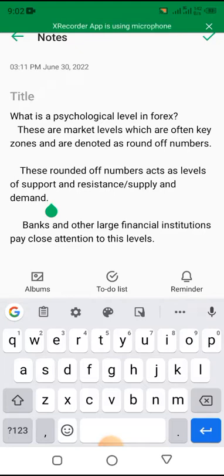Support and resistance, supply and demand, they're just the same concepts. It's just that many people try to differentiate them. Banks and other large financial institutions pay close attention to these levels. So these are psychological levels, market levels which are often key zones and are denoted as round off numbers. So they are very easy.